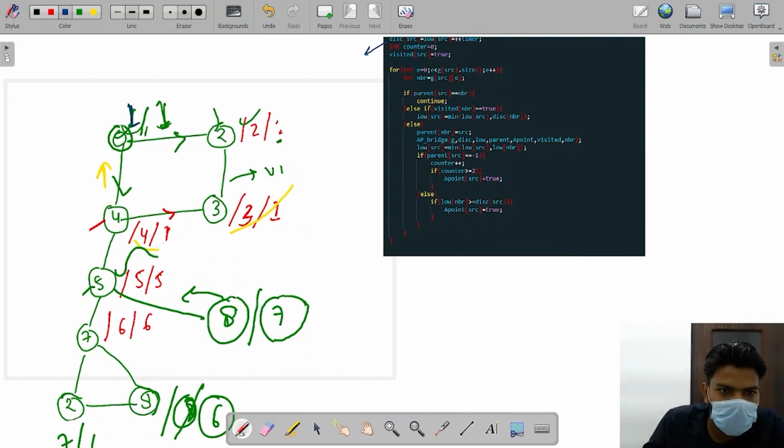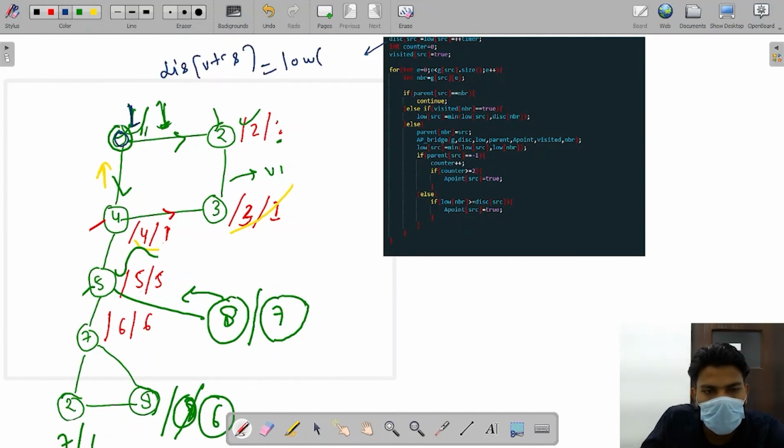Okay, so this is 1, this is vertex 0, this is 2, this is 3, this is 4, this is 5, this is 7, this is 8. So initially what we are doing, we just initialize the discovery value of each vertex as its low value, because initially we update our low value with the discovery value. Okay, and then int counter equal to 0, it means we update our counter according to our calls.